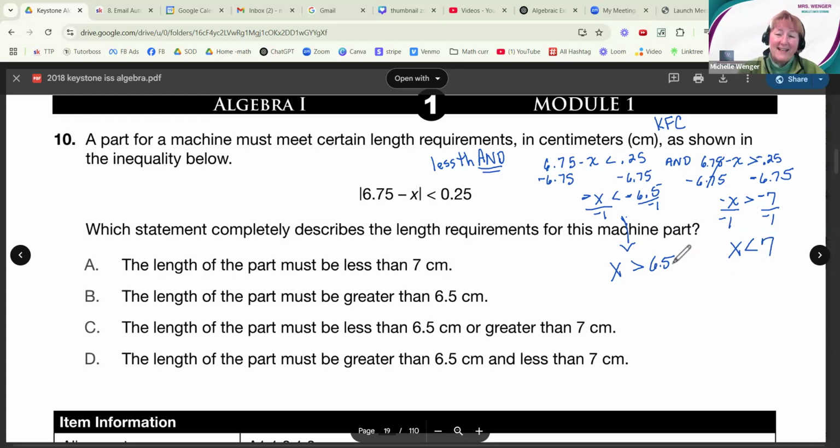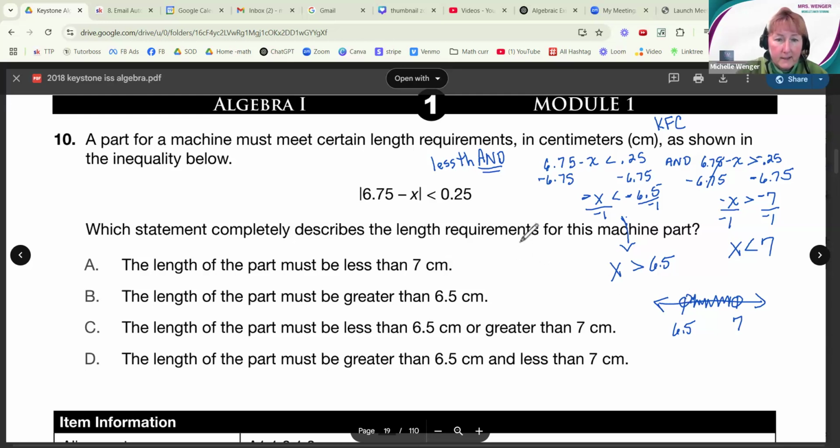So that means x has to be greater than 6.5 and it has to be less than 7. If you're looking at this on a number line, here would be your 6.5. Here would be your 7. They would both be open circles and it's anything in between. So the values of your machine part have to fall between 6.5 centimeters and 7 centimeters.